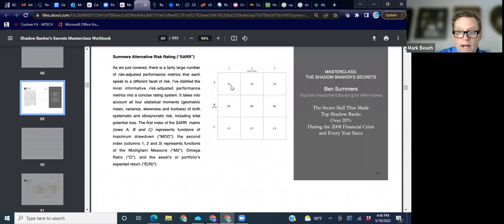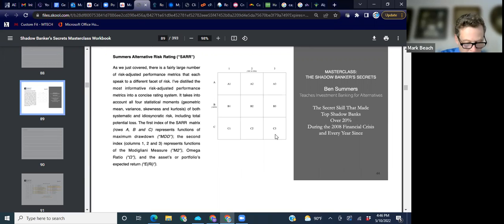So A1 right here, let's see, is the best rating possible. B2 right here is the break-even point, and C3 is the worst, I'm assuming worst case.